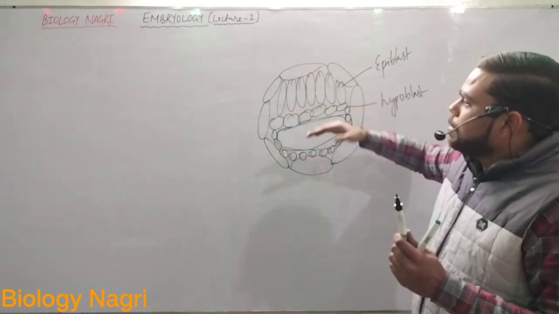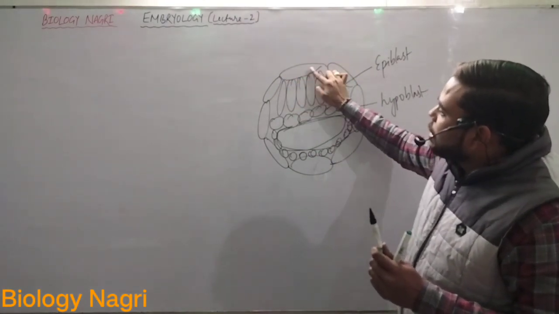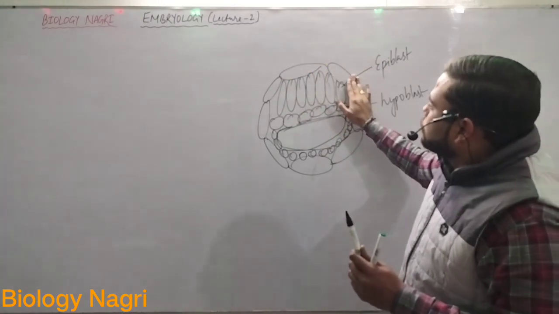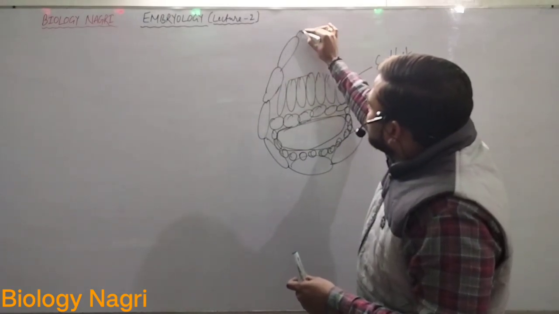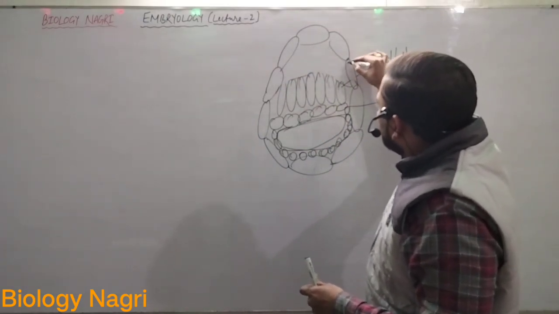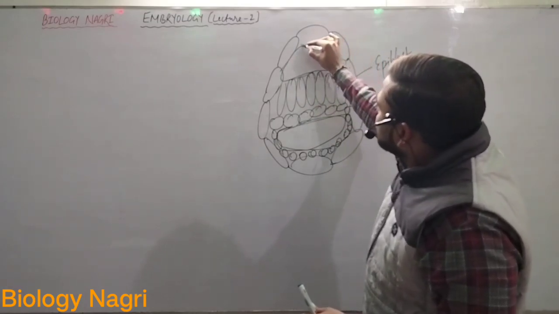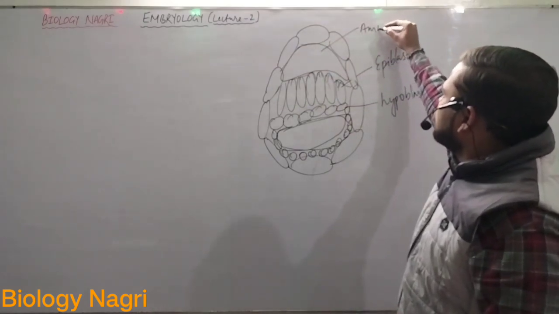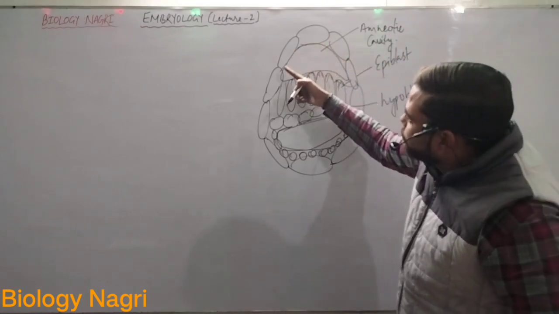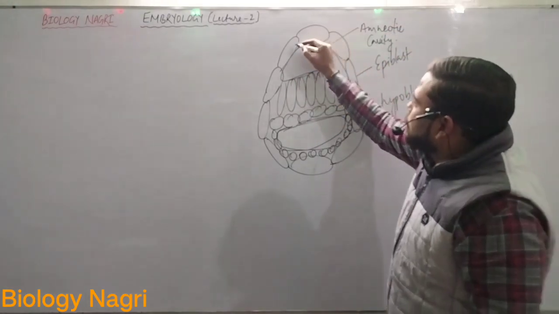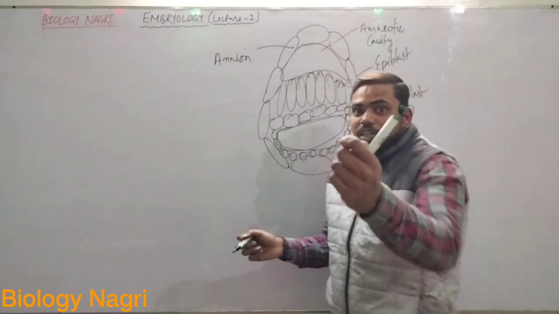Now further, after some time, above the epiblast, there will be the formation of a cavity like this. These trophoblast cells will increase and form a cavity here. Here was the epiblast and here was a cavity. This cavity is called the amniotic cavity. And the cells which have formed this cavity are called amnion.